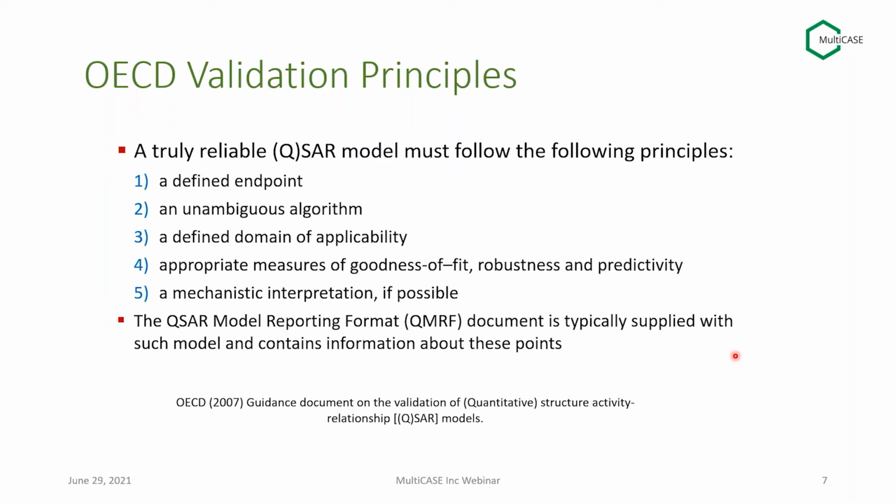Ideally, it needs to have a defined domain of applicability. So you should know before the test what you can and what you cannot test. The model should be validated. Measures of goodness of fit, robustness, and predictivity should be covered. If possible, a mechanistic interpretation. Sometimes it is possible, sometimes it's not. Usually a well-created, well-validated model comes with a so-called QMRF document. It's the QSAR Model Reporting Format, which is very formalized, very well structured, and has all necessary information, very easy to read, very easy to understand if the model is good or not.